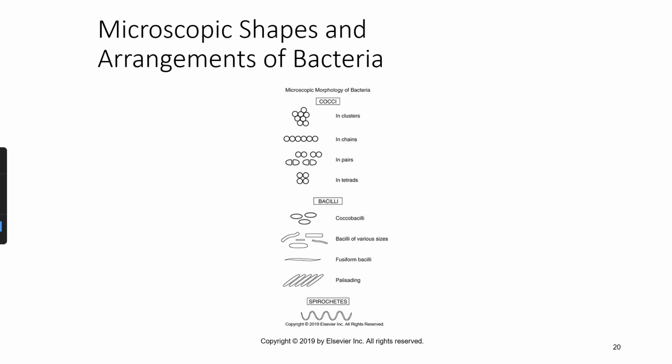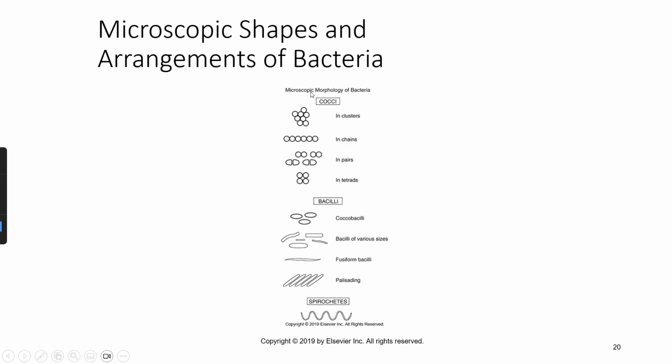And then you can see different arrangements. So you can see cocci in clusters. Staphylococci would be cocci in clusters. Cocci in chains would be streptococci. So if you've ever heard of strep throat, streptococci, that's what it would look like under a microscope. You can also see them in pairs, so we would call that diplococci, or in tetrads.